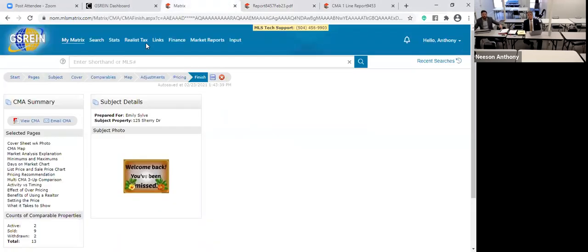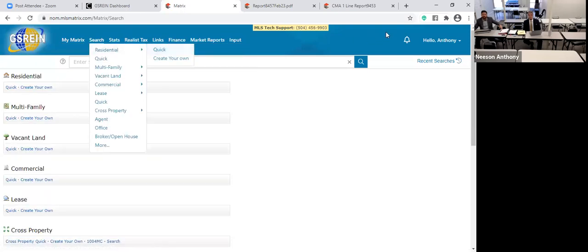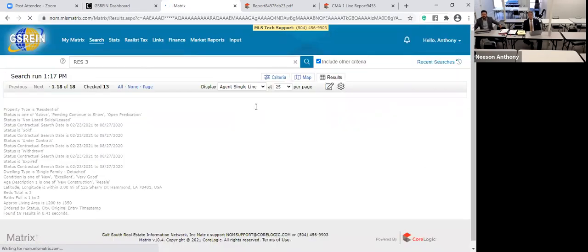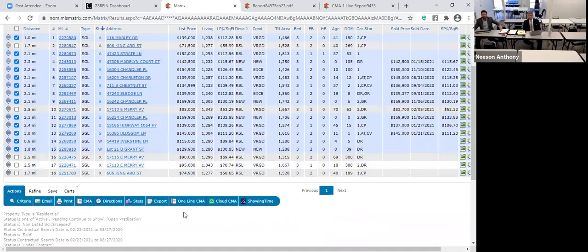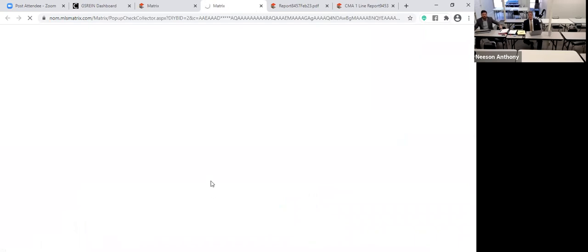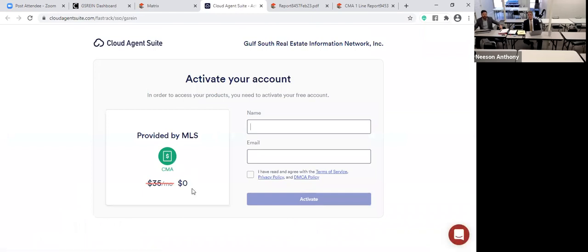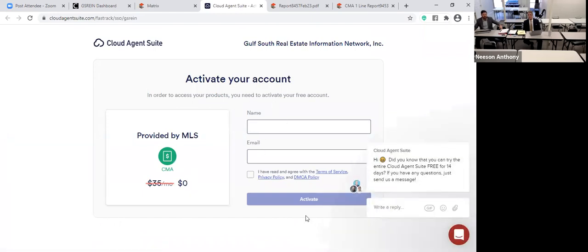Now, you also can play with, let me move this. I'm going to go to my recent searches. I'm going to go back into the one that we had. And you can play with Cloud CMA. I haven't done this one, so I'm not going to go too far into this. It's $0, so you can activate your account and go through and play with Cloud CMA. Steve, you may love this one more than the one that we did. Cool. Then do this one.